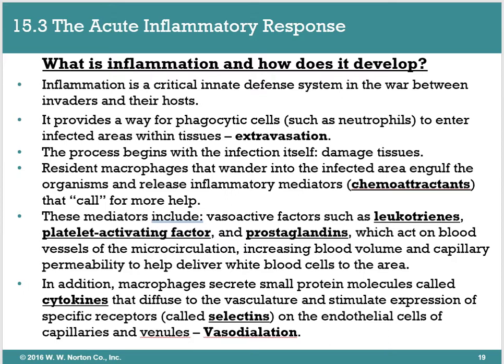Okay, and then on top of the macrophages secreting these chemoattractants as well as cytokines, this will cause vasodilation. With vasodilation, that's whenever you get the heat and everything, you have increased blood flow. It also allows other molecules to travel more freely between your blood vessel and tissue, which is good because you want your immune cells to get to the area as quickly and efficiently as possible.